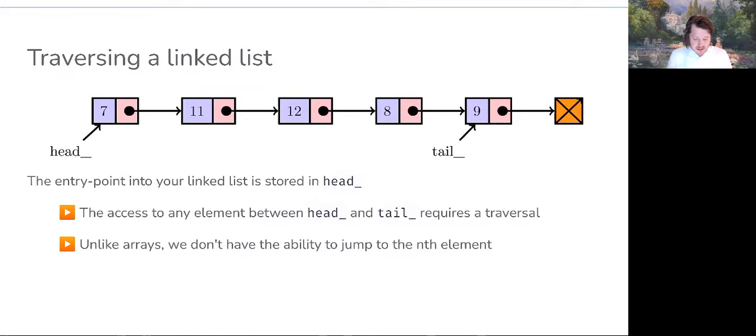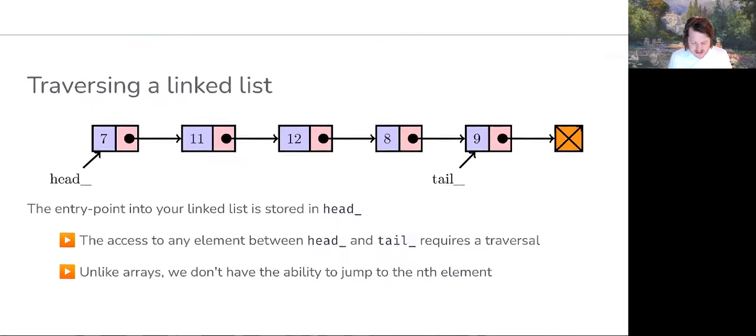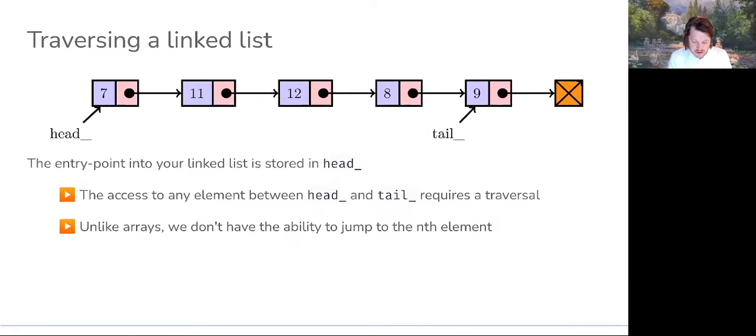Instead, for instance, if we want to access the node storing 12, we're going to have to visit the head, follow the head's next pointer to visit the node storing 11, and then follow its next pointer to eventually arrive at the node storing 12. There's no one hop there.